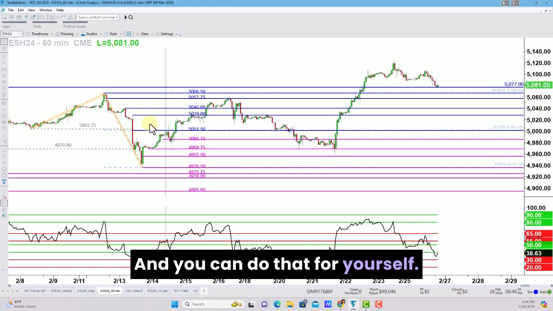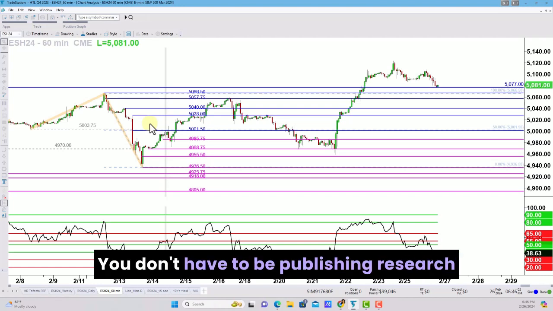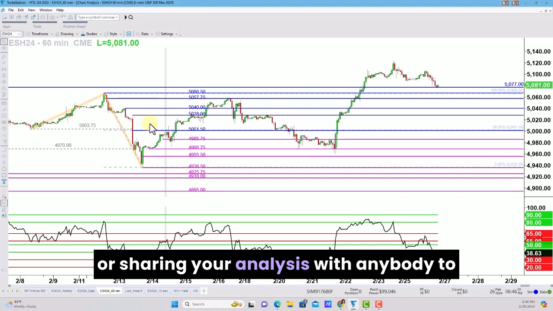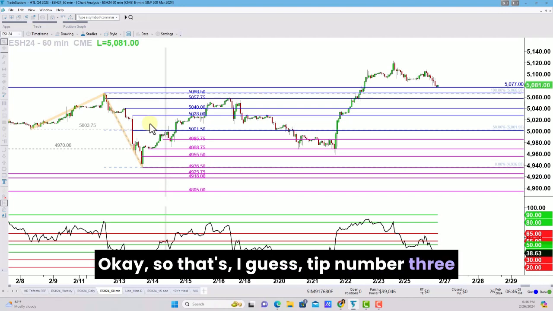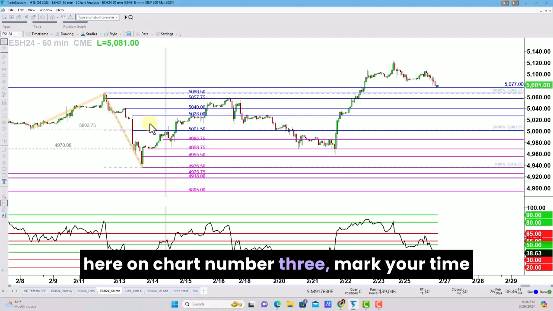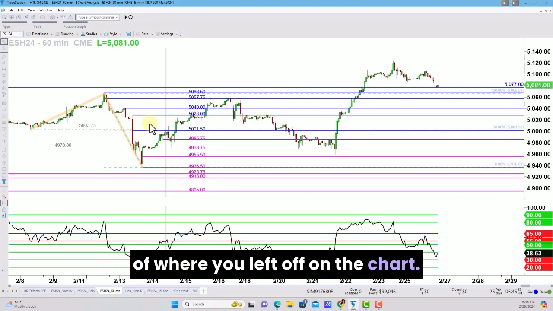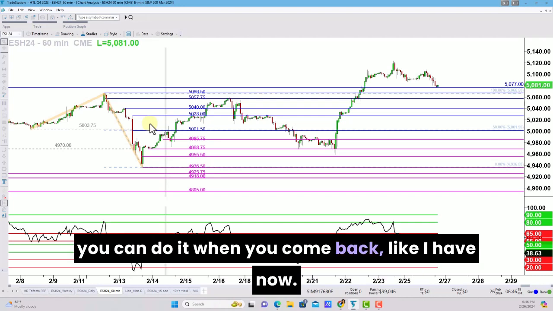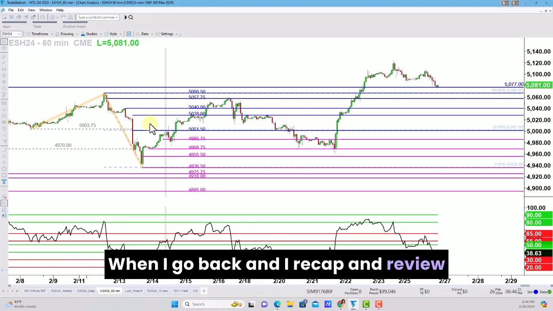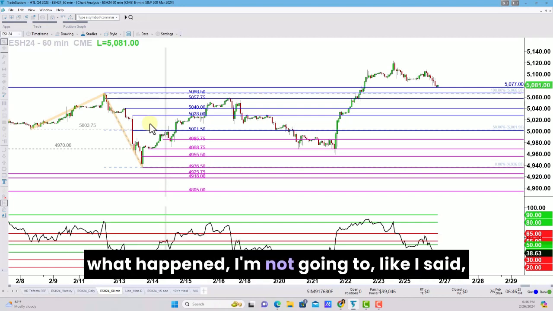And you can do that for yourself. You don't have to be publishing research or sharing your analysis with anybody to benefit from this good practice, okay? So that's, I guess, tip number 3 here on chart number 3. Mark your time of where you left off on the chart. You can do it before you go on your vacation or trip, or you can do it when you come back like I have.